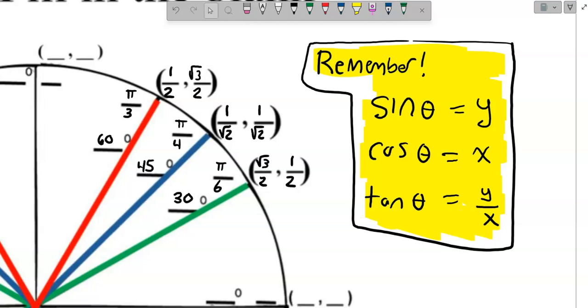So what I've done here is put in the x and the y values that we created back on the previous page for 30, 45, and 60. And remember that the importance of these numbers is that the y value is always sine, the x value is always cosine, and tangent is always going to be y over x. Now the beautiful part about this is the symmetry, because we can move these values and copy them into the other quadrants, and we only have to compensate for the negative signs depending on where we are.